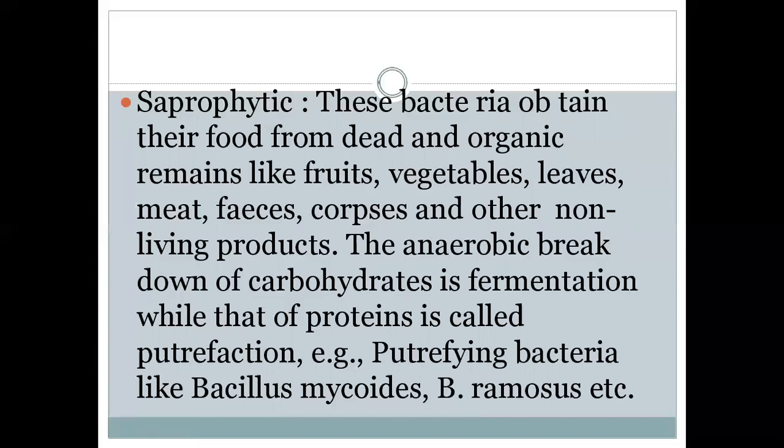So whatever molecules are broken down under anaerobic conditions lead to the formation of products. The anaerobic breakdown of carbohydrates is called fermentation, whereas the anaerobic breakdown of proteins is called putrefaction. Putrefying bacteria like Bacillus mycoides and Bacillus ramosus. So protein degradation under anaerobic conditions is done by these organisms.